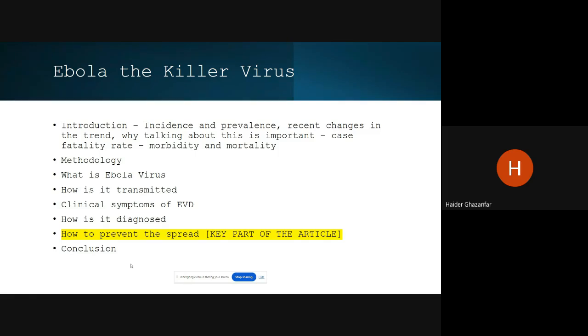The key part of our article was how to prevent the spread. So if you read this review article, you'll see that most of the article is focused on preventing the spread of the Ebola virus. And then the last part was the conclusion. So most of your review articles will follow a similar format.